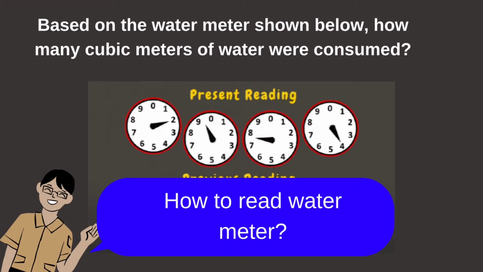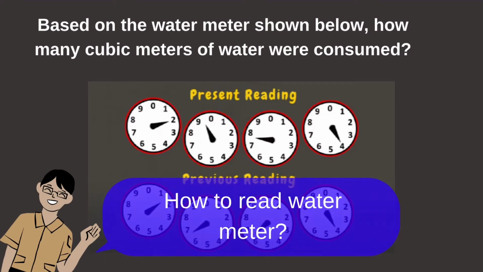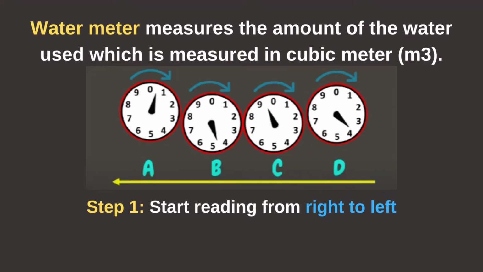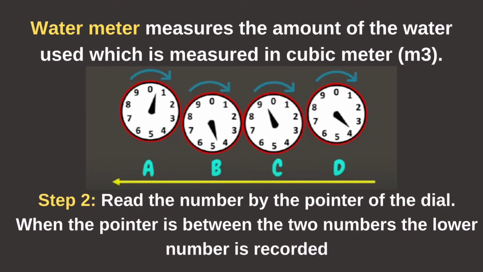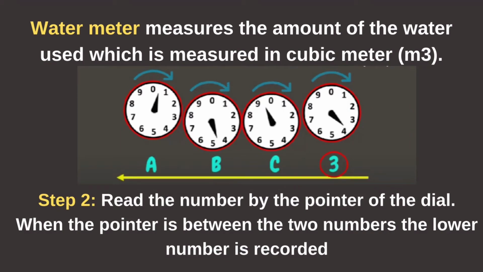Based on the water meter shown below, how many cubic meters of water were consumed? How to read a water meter? A water meter has only 4 dials, which only move clockwise. To read a water meter, we will also read from right to left. Let us start with dial D. The pointer is between 3 and 4, so we will record the smaller one, which is 3.